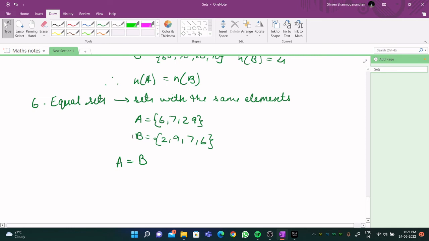Then the last type of set we have is the equal set. Equal sets are sets with the same elements. We have A here as 6, 7, 2, and 9, and then we have B as 2, 9, 7, 6. If you look at these two sets, they have the same elements, just in a different order. Now, order does not matter in sets. Whichever way you put your elements, if they are the same elements, your sets will be equal sets. So we just represent that with A is equal to B.